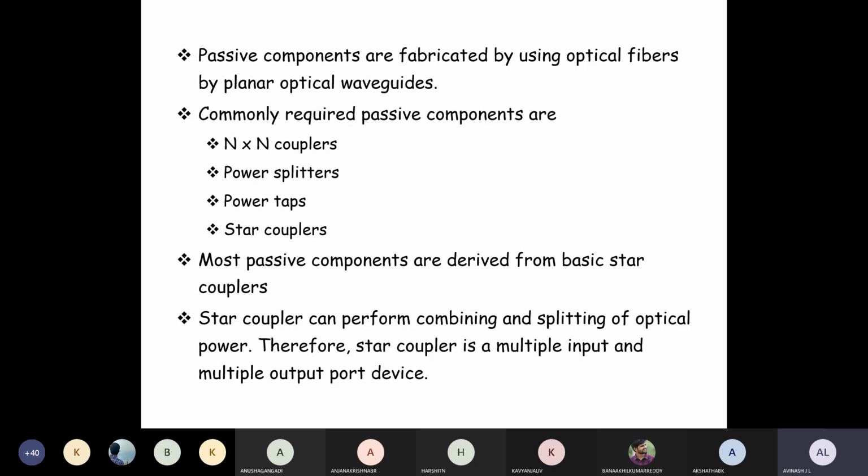That means we are going with multiple inputs and multiple outputs, not exactly equal. If you say that it is equal, it becomes an N cross N coupler. If N inputs and N outputs, then it is an N cross N coupler. That is why there may be N inputs and M outputs, and why the star coupler is termed a multiple input and multiple output port device. Please make a note of this one, all of you.